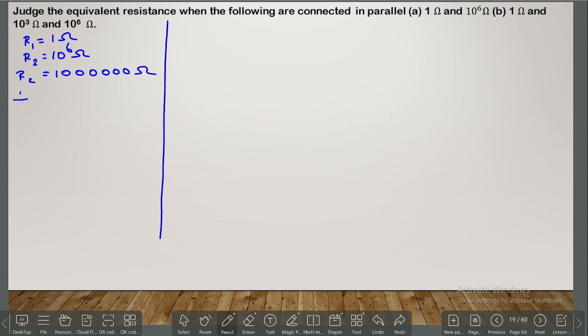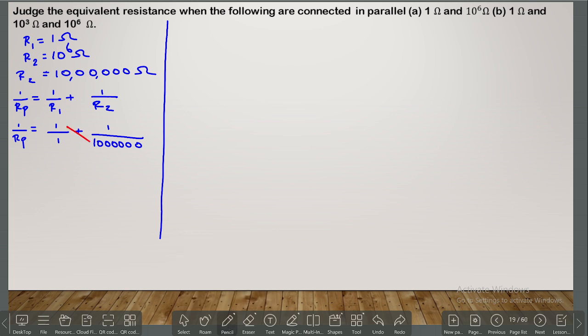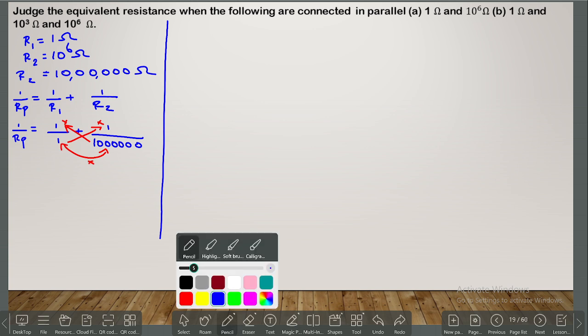Now they are asking us to calculate the net resistance in parallel. So what is the parallel formula? 1 by Rp is equal to 1 by R1 plus 1 by R2. So 1 by Rp is equal to, what is the value of R1? 1. R2 is 10 lakhs. Now do the cross multiplication. This 10 lakh you multiply with 1, and this 1 you multiply along with the 10 lakhs. Then how will the numbers rearrange?